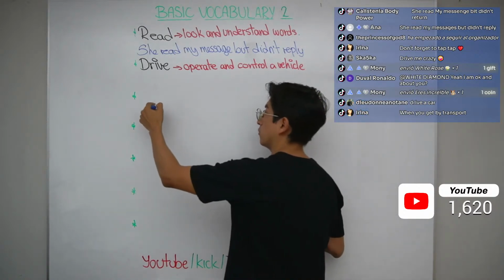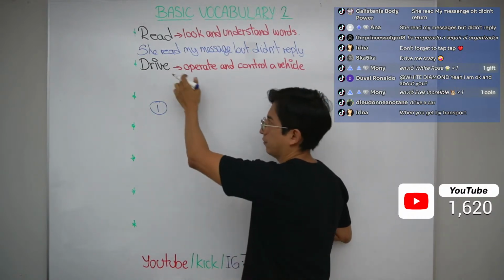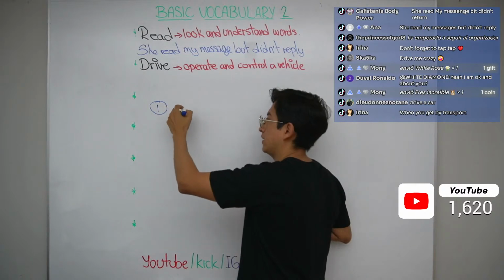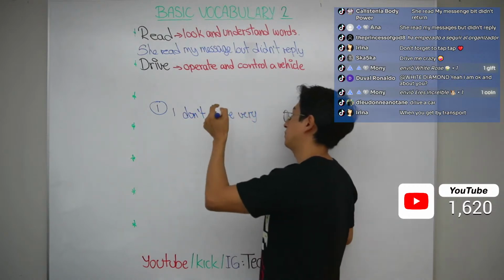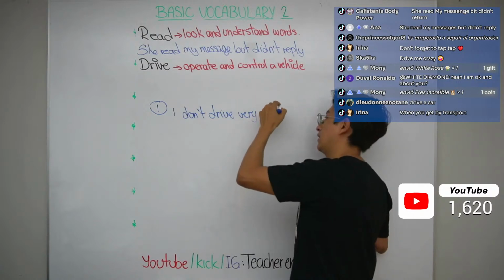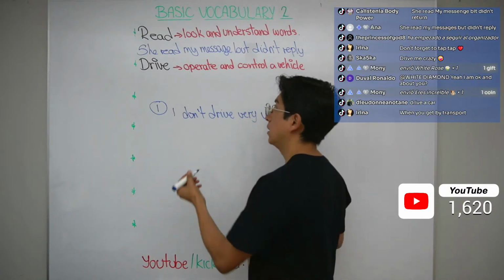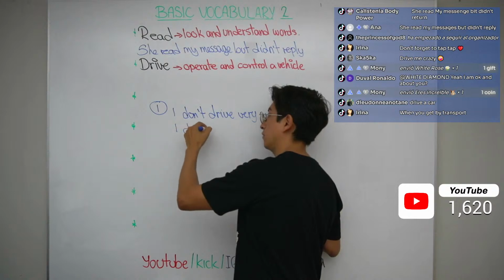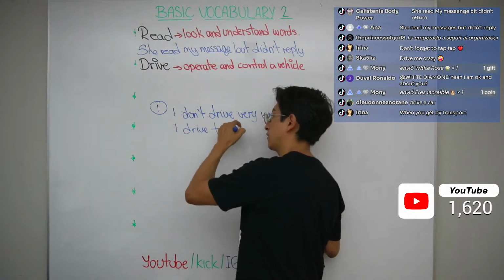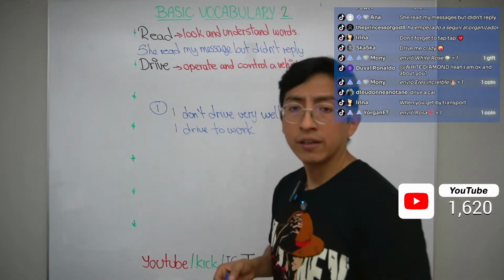Now, pay attention to the first part, please. The first part is to, for example, drive, to operate. Maybe you can say, I don't drive very well. Yes, you can say, I don't drive very well. Other thing you can say here, I drive to work, right? I drive to work. I drive to my work.